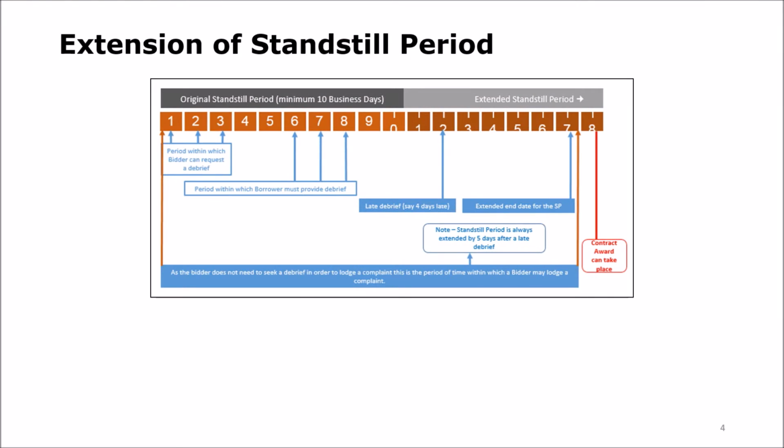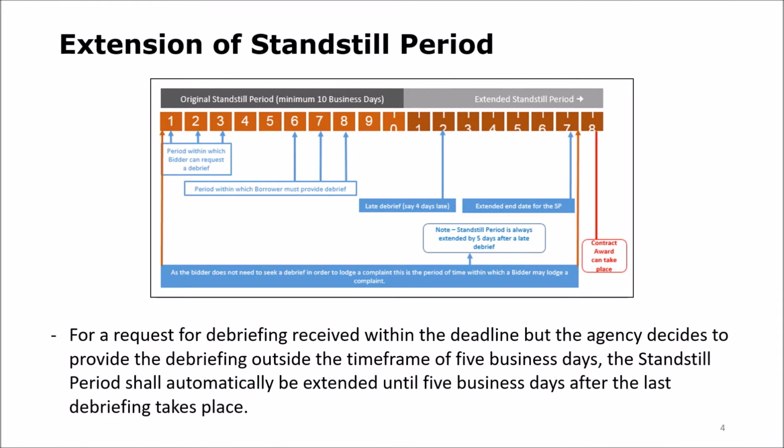Extension of standstill period. Where a request for debriefing is received within the deadline of 3 business days upon the receipt of the notification of intention to award, for justifiable reasons, the agency decides to provide the debriefing outside the time frame of 5 business days. In such case, the standstill period shall automatically be extended until 5 business days after the last debriefing takes place. The agency shall promptly inform, by the quickest means available to all bidders, of the extended standstill period. In the meantime, the agency shall notify the bank via STEP.